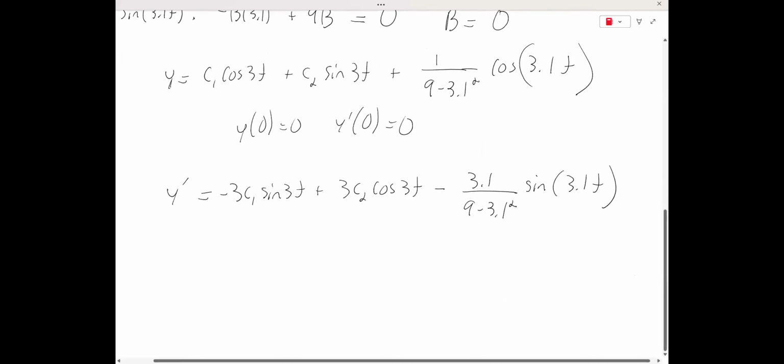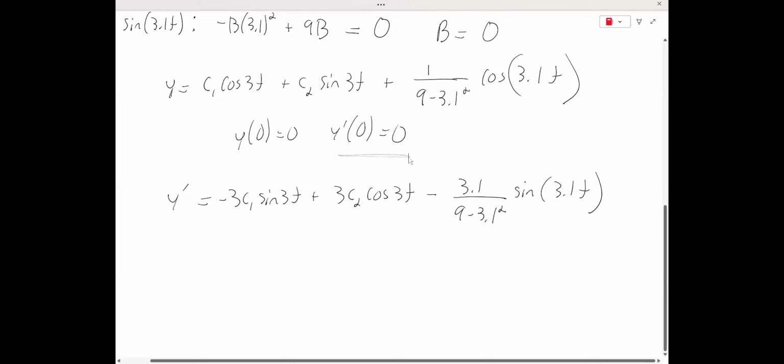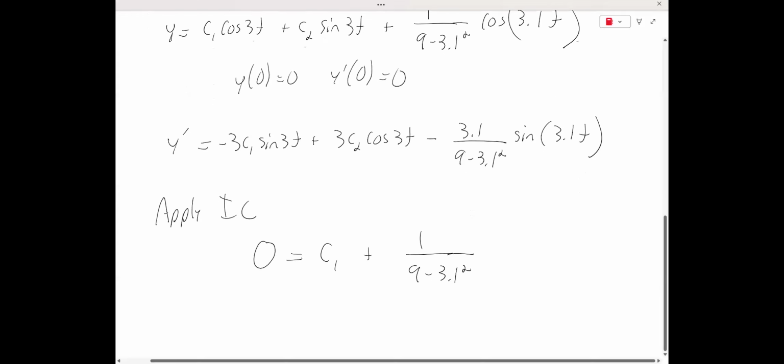So here then, what we got: y of 0 equals 0 and y prime of 0 equals 0. So now apply the conditions. If I put 0 in for t, I get 0 equals, and then if I put 0 here, I get the C1, because that would be 1 right here. So C1, this would drop, and this would stay. So that's a 1 right there. So I just get plus 1 over 9 minus 3.1 squared. So that's for C1, for the first one there.